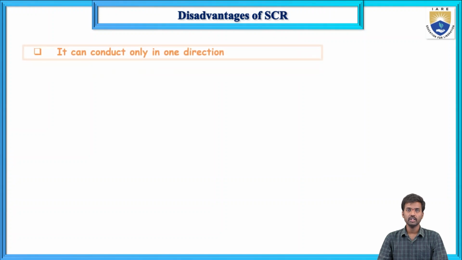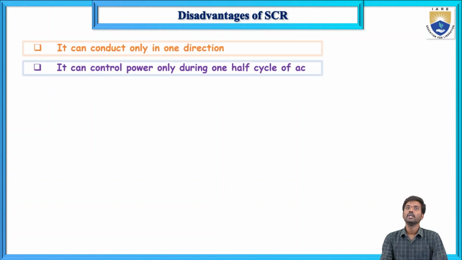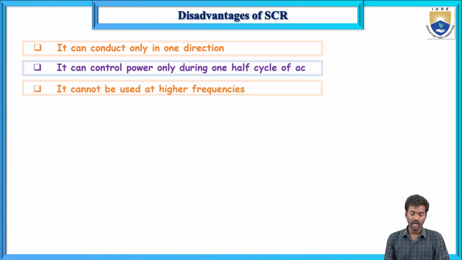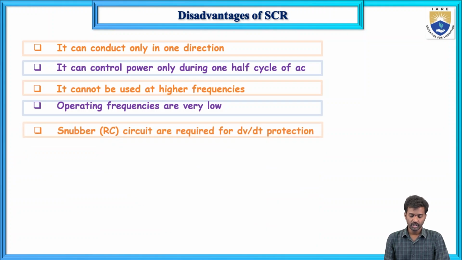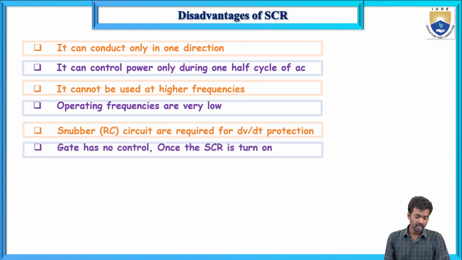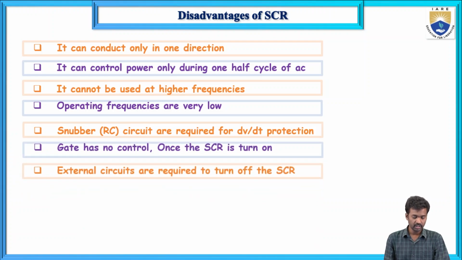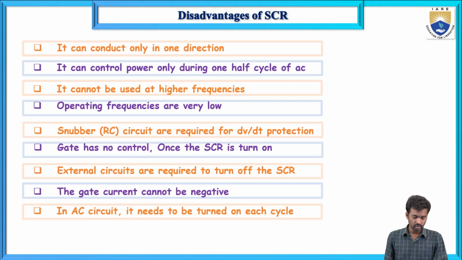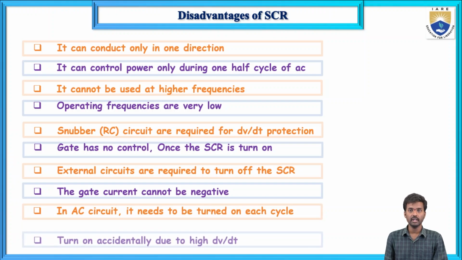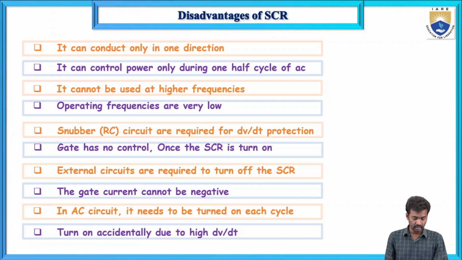And next, what about the disadvantages? It can conduct only in one direction. It is a unidirectional device. It can control power only during one half of the AC cycle, and it cannot be used for high frequencies. Operating frequencies are very low, and a snubber circuit is required for dV/dt protection. dV/dt triggering means unwanted, false triggering of the SCR, and it has no turn-off control. Once the SCR is turned on, an external circuit is required to turn it off, and the gate current cannot be negative. And in an AC circuit, it needs to be turned on each cycle. And next, it may turn on accidentally due to high dV/dt.